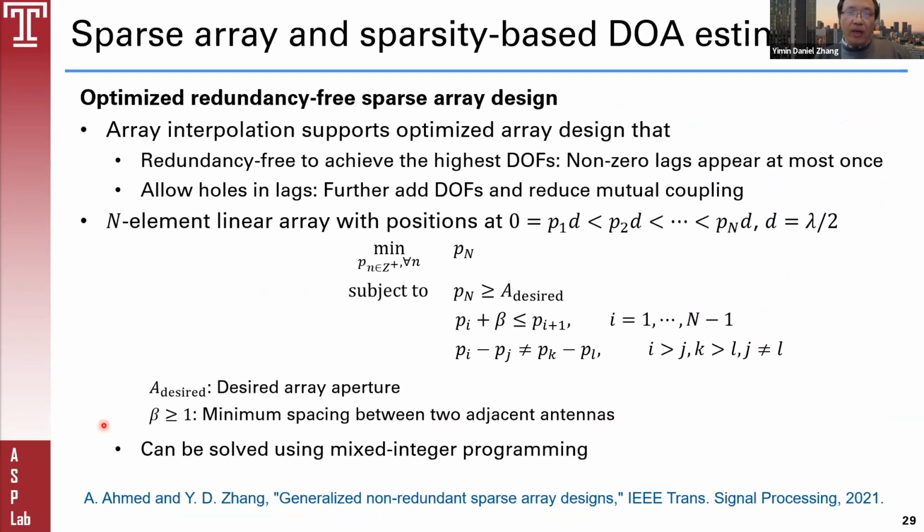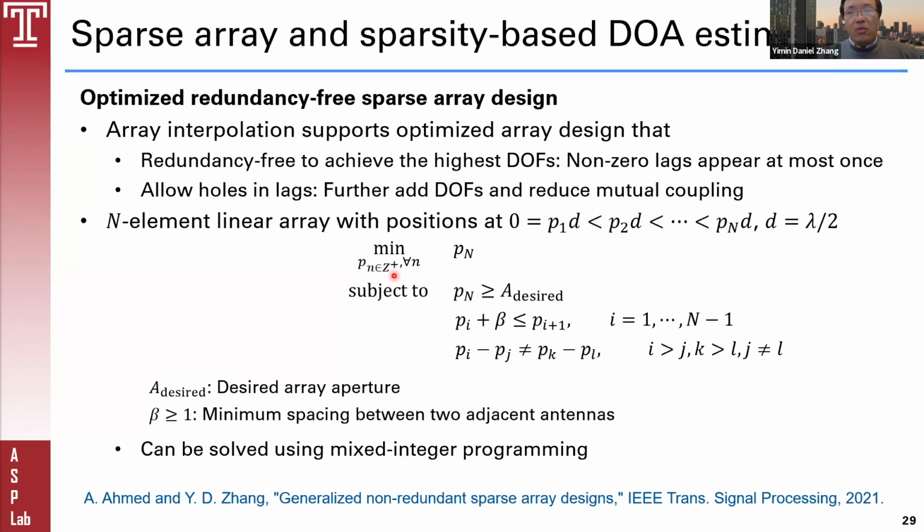Okay, and recently we have been discussing optimized redundancy-free sparse array design. In this case, because we can use array interpolation, the array does not have to generate consecutive lags. It is more important to have redundancy-free, so that we can achieve the highest degrees of freedom. By redundancy-free, we mean that all the non-zero lags appear at most once. And again, because array interpolation allows holes, we can use this kind of approach to further add degrees of freedom and also to reduce the mutual coupling.